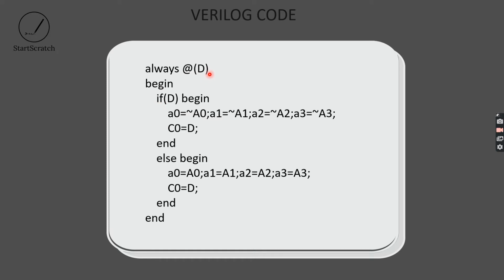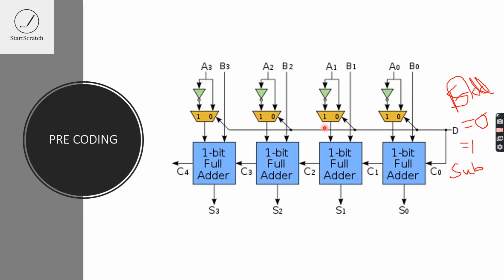In the always block, the sensitivity list is D, because if D changes, the values of the A0 and C0 will be changed. If D equal to 1, that means it is true, then this function will be generated. D equal to 1 means that is subtraction. Subtraction means A0 equal to negation of A, that is not of A0, and it will take the values of this one. A0 1, this one will be taken and this will be omitted. This is similar to all the cases.